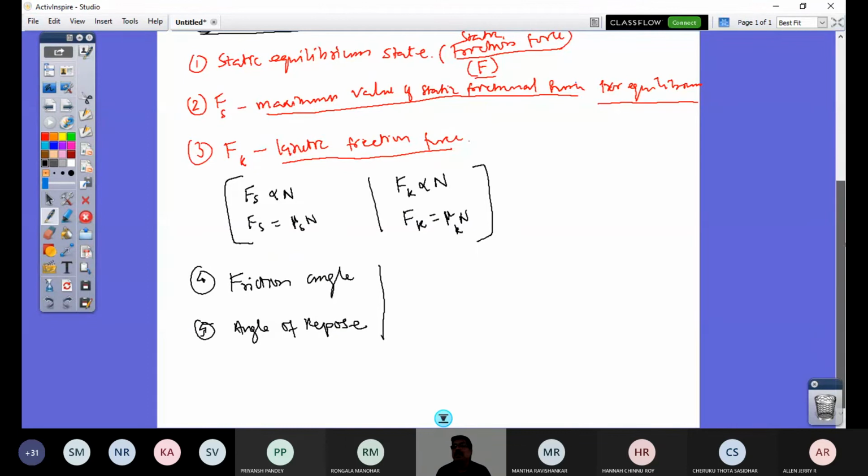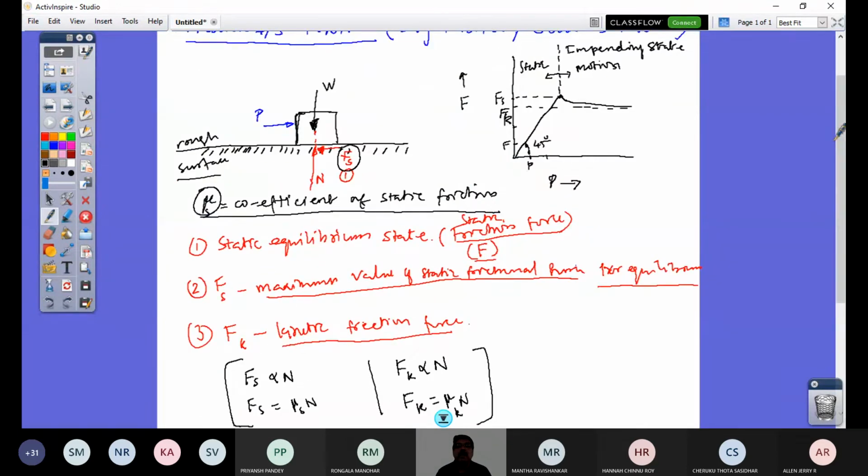See, what is the friction angle? Look at this free body diagram itself. You have here the maximum static friction, and you have here the normal. You can always combine these two. If you compose them, what do you get as a resultant? What is this resultant called? It's a resultant reaction. So the direction of this resultant reaction to the normal is the friction angle, phi s.